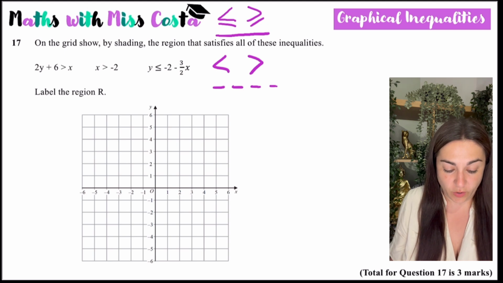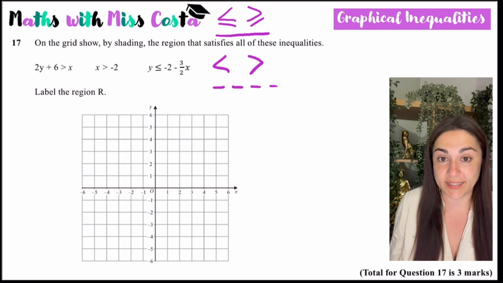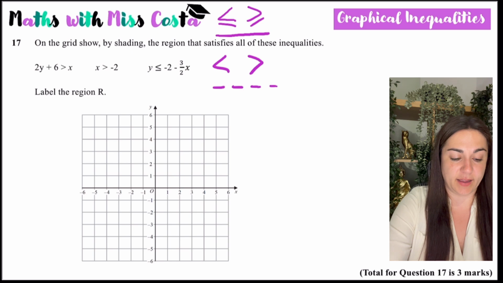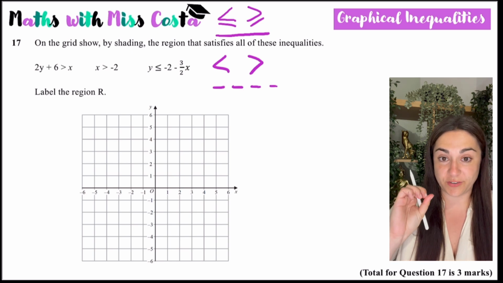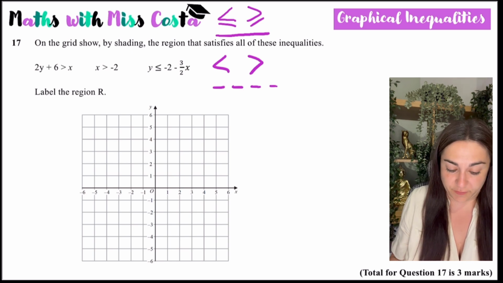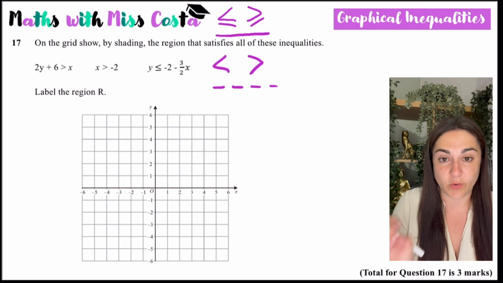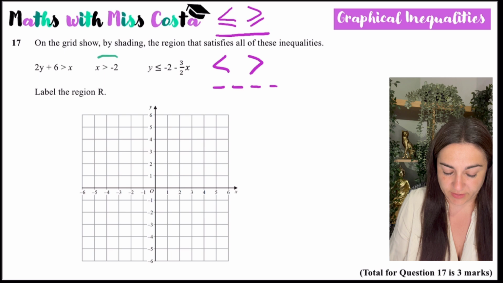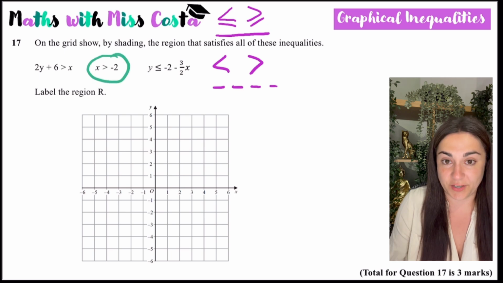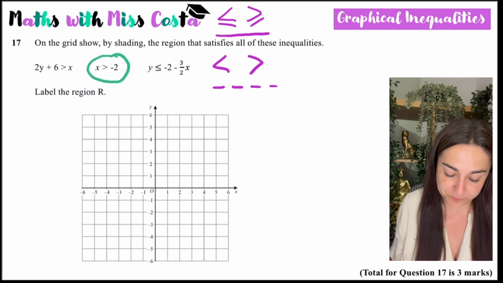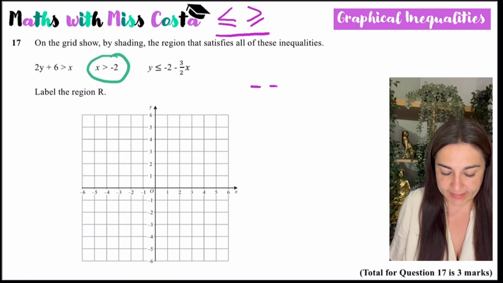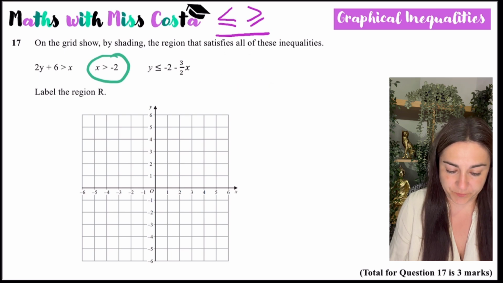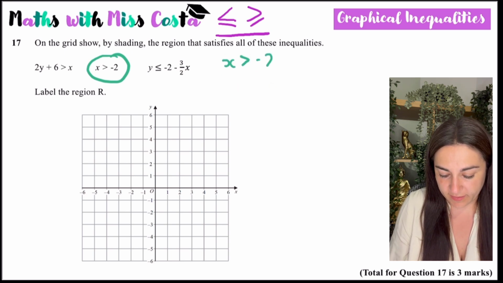So you've got three inequalities, and you need to define which region satisfies all three of them. The first thing we do is turn all of these into equations so that we can draw the lines of those equations. Start with the easiest one, because then you make life a little bit easier for yourself. So we've got x is greater than -2. Because it's greater than, it's going to be a dotted line.